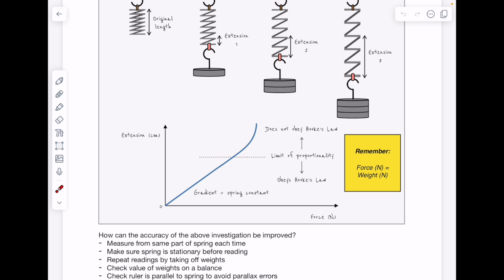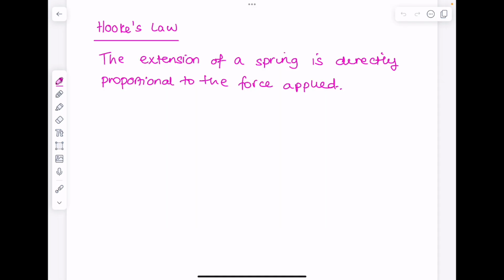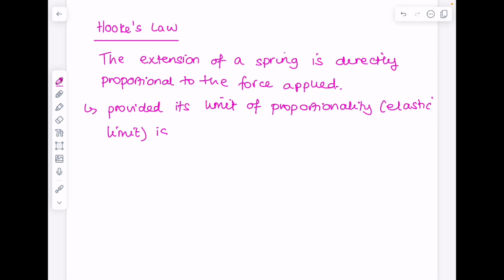However, it gets to a point where you add so much weight to your spring that it becomes damaged, it becomes deformed permanently, and we say that the limit of proportionality has been reached, so that's the end of the straight line. The elastic limit has been reached, and you'll see how the line curves, meaning that it no longer obeys Hooke's law. So I've stated that Hooke's law means that the extension of a spring is directly proportional to the force applied, and that is provided its limit of proportionality, the elastic limit, is not exceeded.